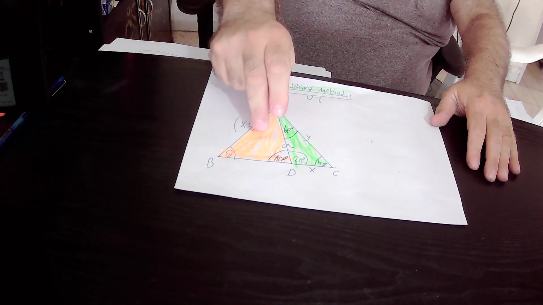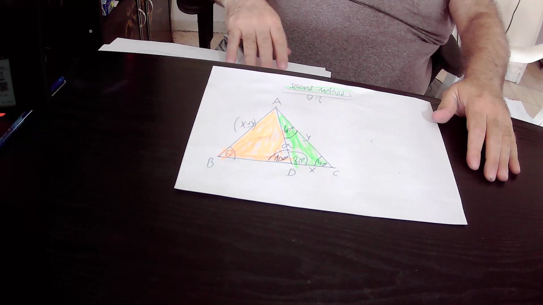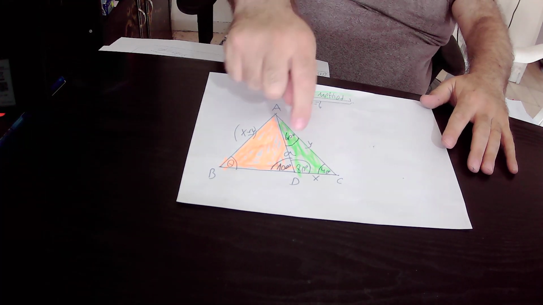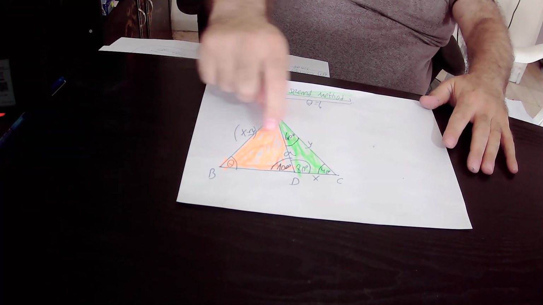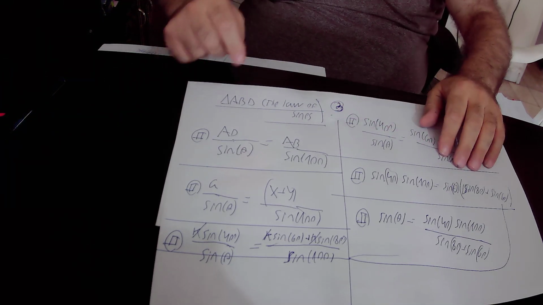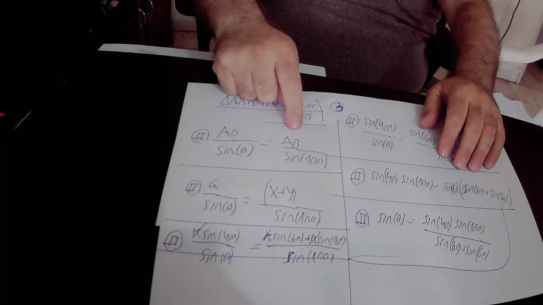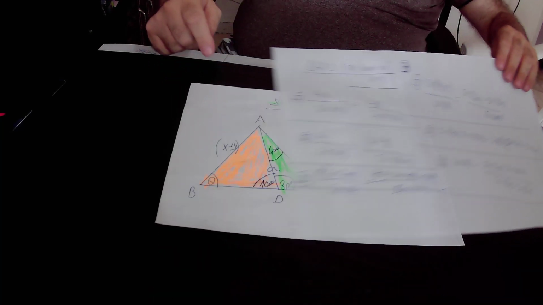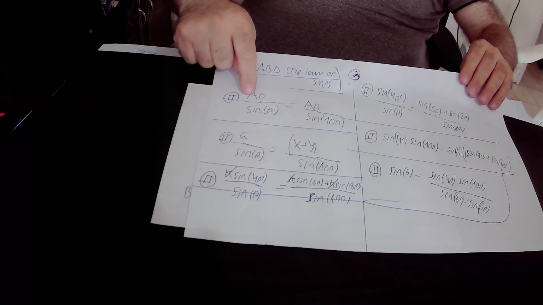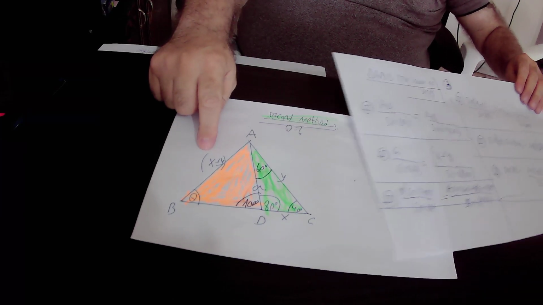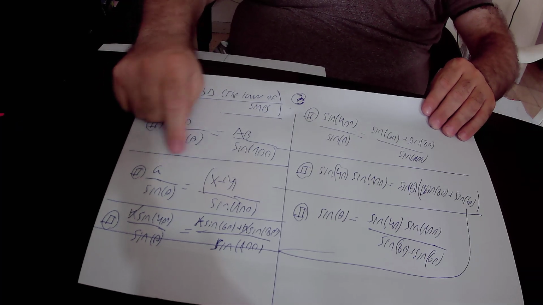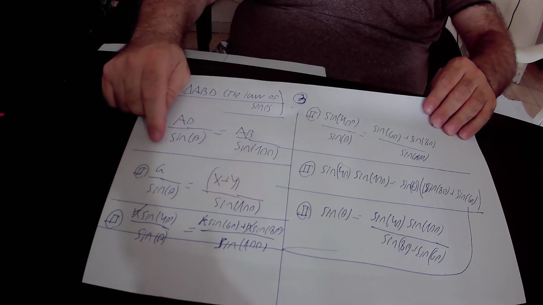Then we implemented the law of sines in the orange triangle, triangle ADB. According to the law of sines, AD over sine theta equals AB over sine 100 degrees. Here AD equals A, so we substitute AD by A. AB equals x plus y, so we substitute AB by x plus y. And we got that A over sine theta equals x plus y over sine 100 degrees.